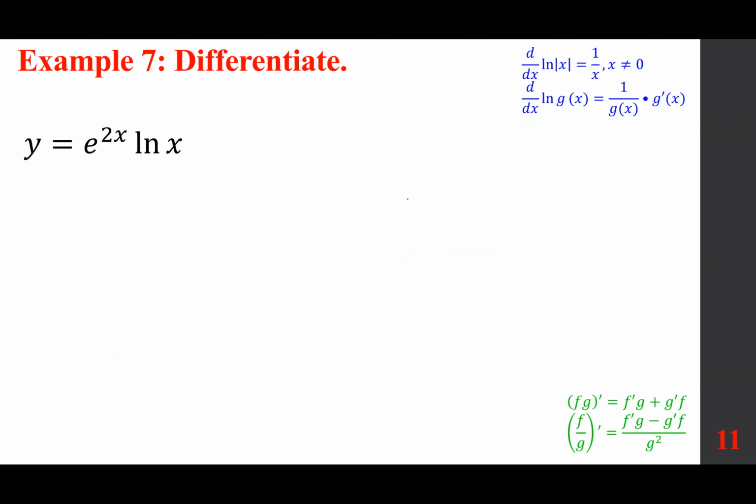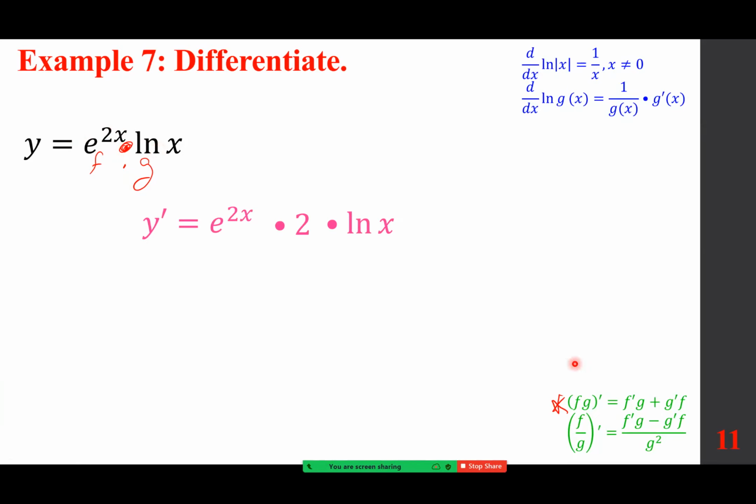We want to differentiate y equals e to the power of 2x times ln x. First and foremost, we put the raised dot in between, which means we are going to use the product rule, calling this f, calling this g. So e to the power of 2x, the derivative is itself, e to the power of 2x, times 2 by the chain rule, times ln x by the product rule.